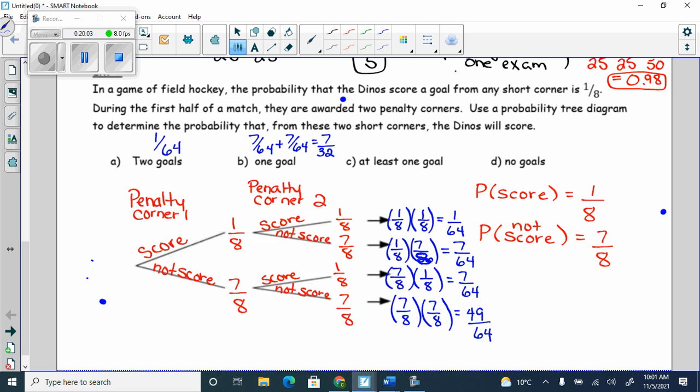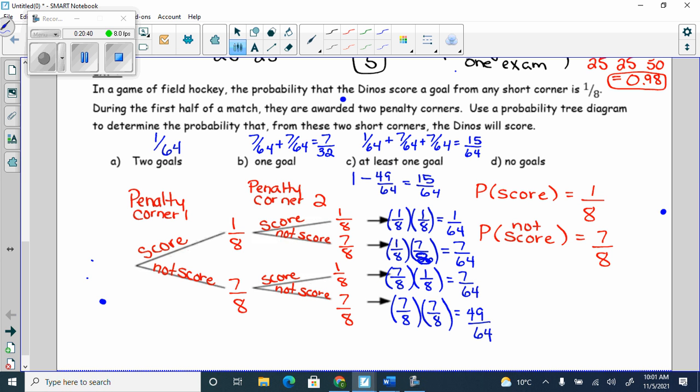And then at least one goal, we can do this two ways. We can add up where they score one goal or more. So it would be 1 out of 64, which is 2 goals, 7 out of 64, which is 1 goal, 7 out of 64, which is 1 goal. And what do I get? Or I could just go 1 minus the only case that doesn't fit, which is the 49 out of 64, right? Which is 15 out of 64. Same answer. So I know I'm right.